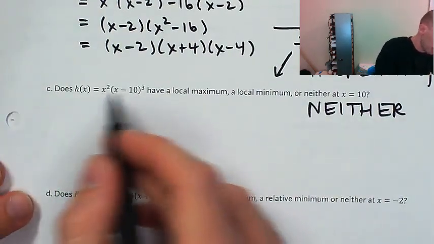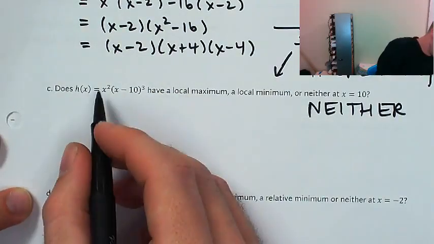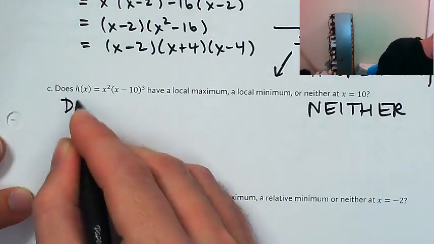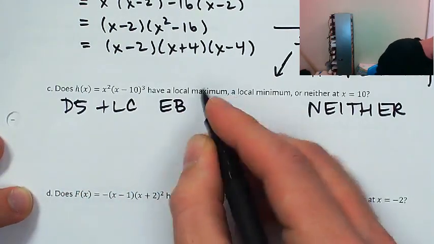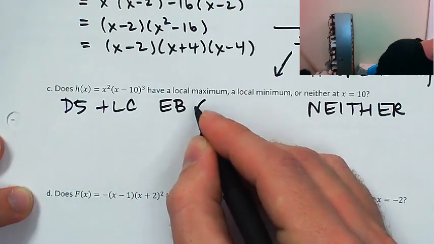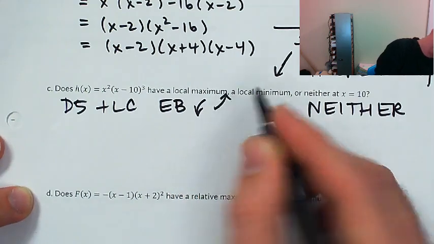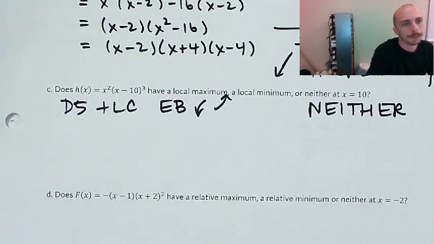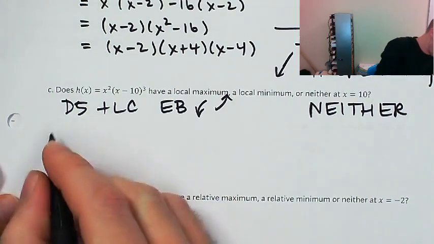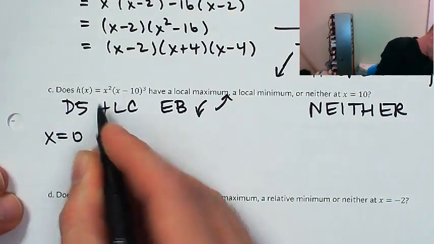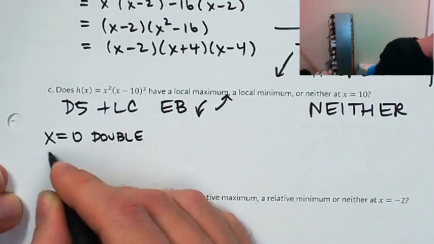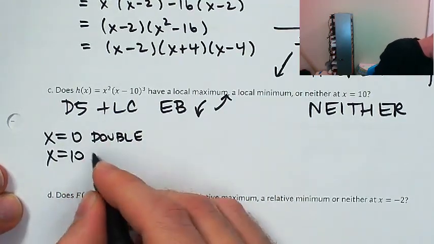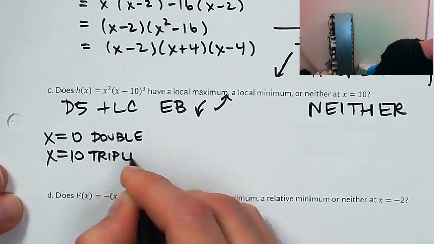I'm going to draw the diagram anyway. It's a fifth degree polynomial with a positive leading coefficient. Okay, so that means that the end behavior is going to look like y equals x cubed. Okay, odd degree, positive leading coefficient. And then my zeros are going to be x equals 0 from that. That's going to be a double root. And x equals 10 is going to be a triple root.